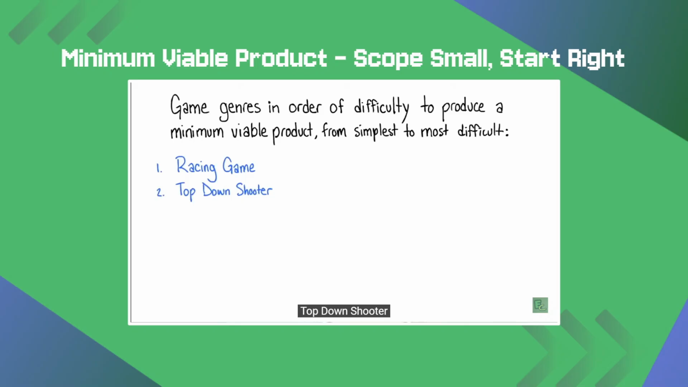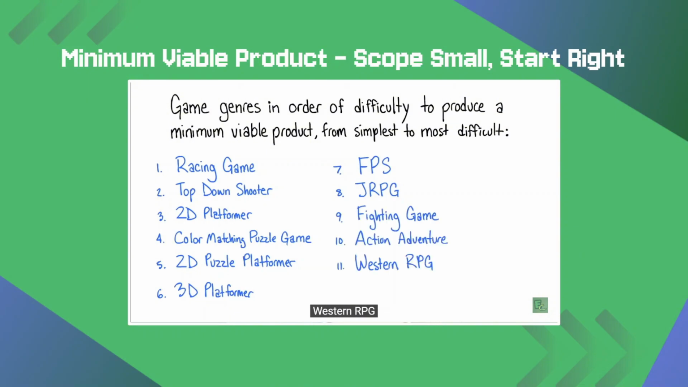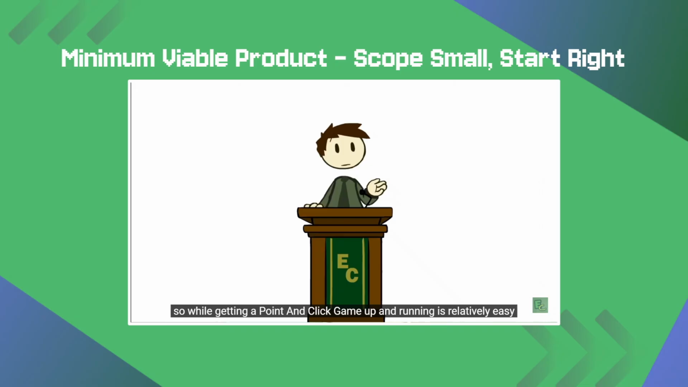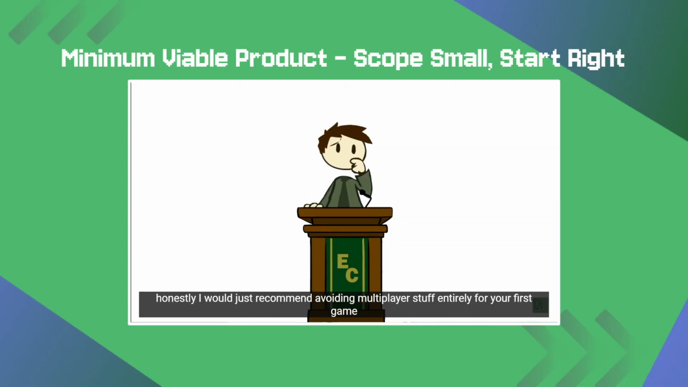Racing game, top-down shooter, 2D platformer, color-matching puzzle game, 2D puzzle platformer, 3D platformer, FPS, JRPG, fighting game, action-adventure, Western RPG, RTS. I'm leaving out point-and-click adventure games here, as those games are entirely built out of content. So while getting a point-and-click game up and running is relatively easy, getting anything together that'll actually tell you if you're onto something engaging is a lot harder. You'll notice I'm also leaving out anything networked or multiplayer, as that generally multiplies the complexity. Honestly, I would just recommend avoiding multiplayer stuff entirely for your first game.